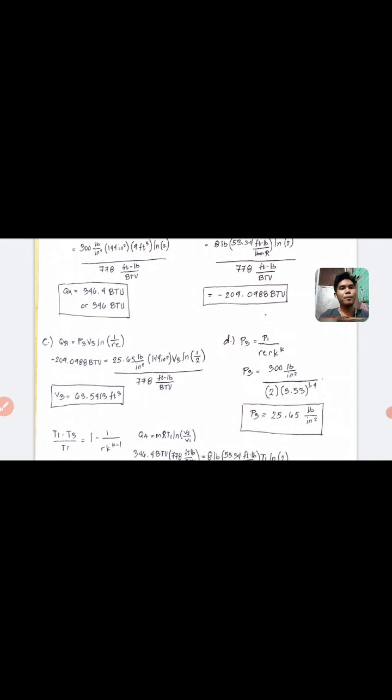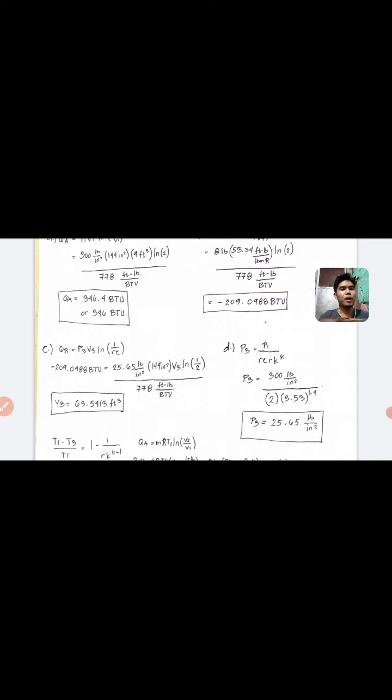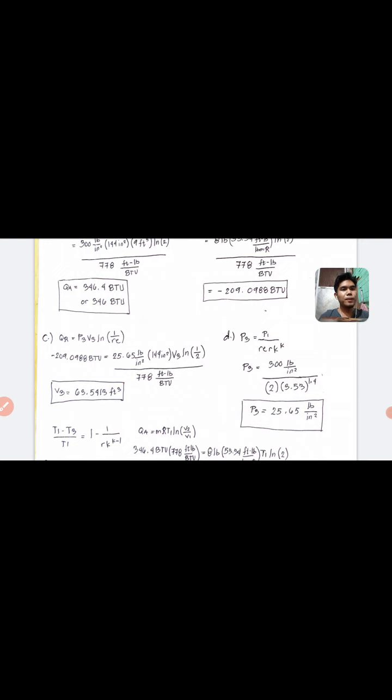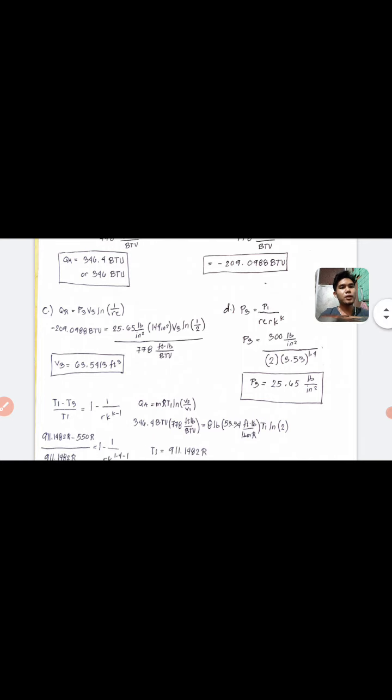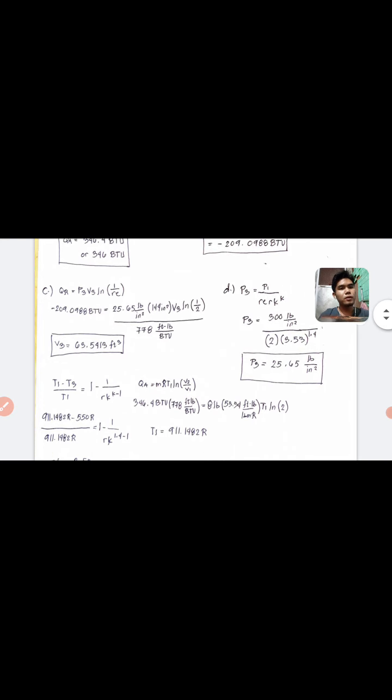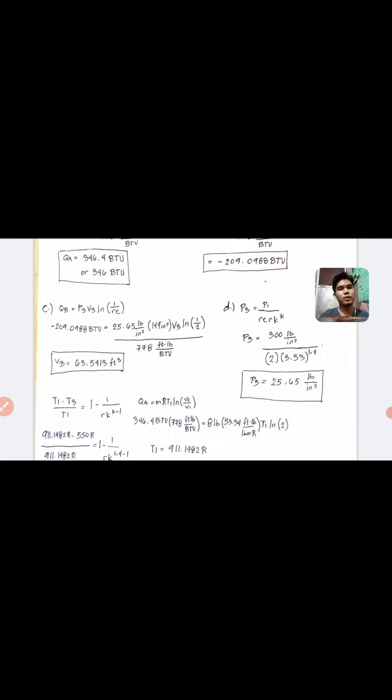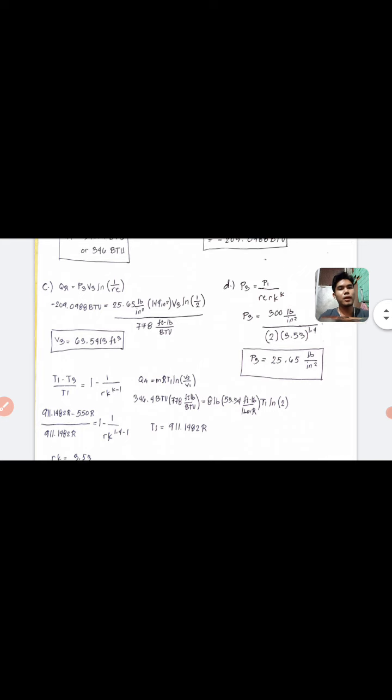From the formula, P3 is equal to P1 over RE times RK raised to K. Substituting the values, P3 is 300 pounds per square inch over 2 times 3.53 raised to 1.4. In order to know the value of RK, since we don't have it and only have RE, let's first solve for the value of RK.